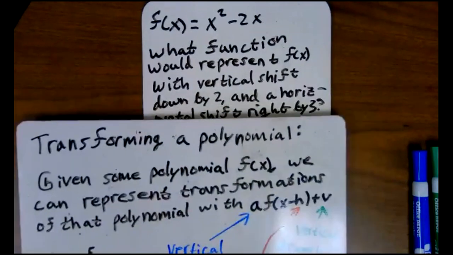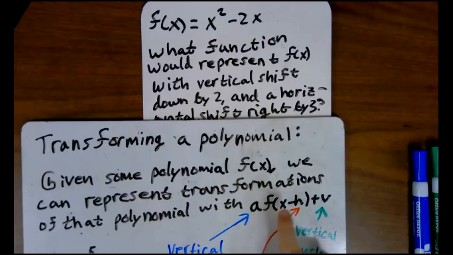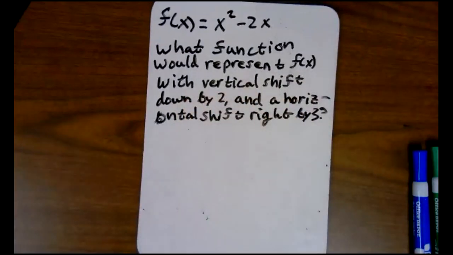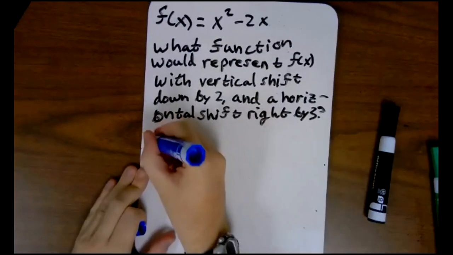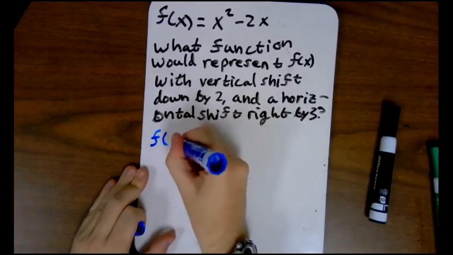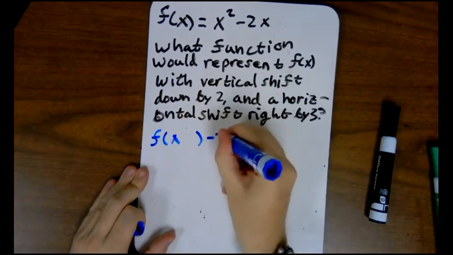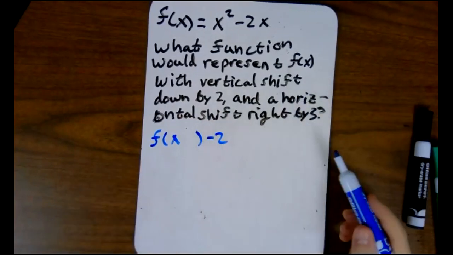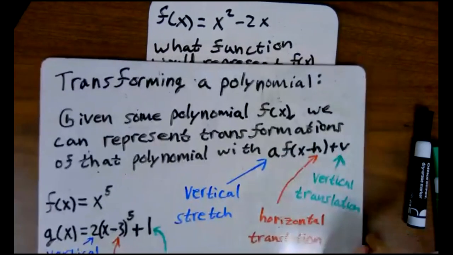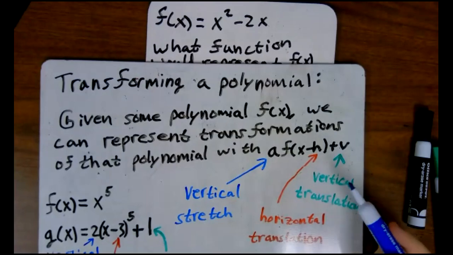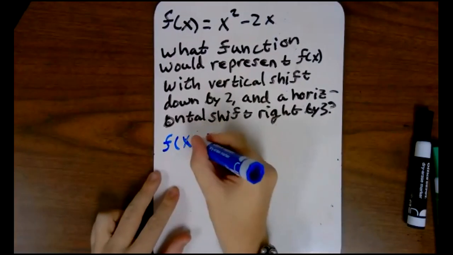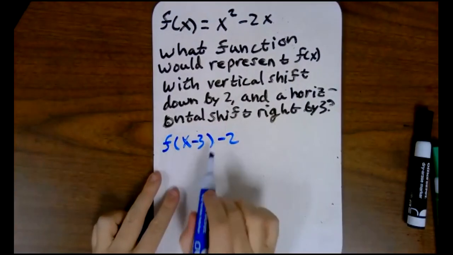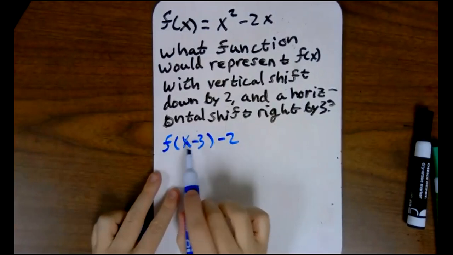So it says here that adding a number on the outside represents our vertical shifts. Here we want to shift down by 2, so we're going to subtract 2. It's pretty straightforward. So it's going to be f of x minus 2. But we also have this horizontal shift right by 3. And it says here that we need to have f of x minus our horizontal shift, so it'll be f of x minus 3. What this means is that we're replacing all of our inputs, all of our x's with x minus 3's.